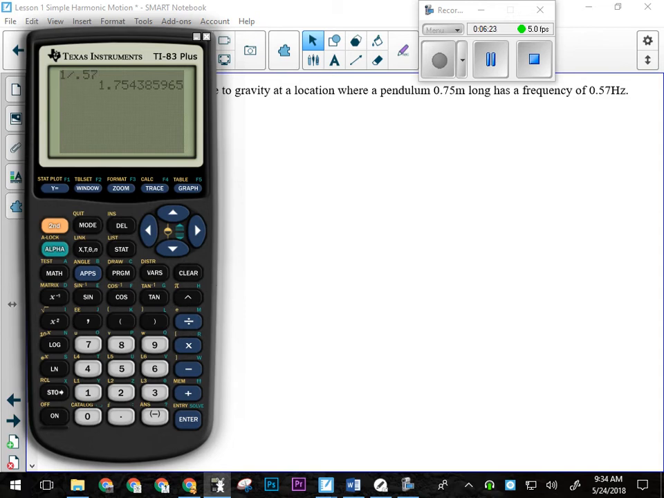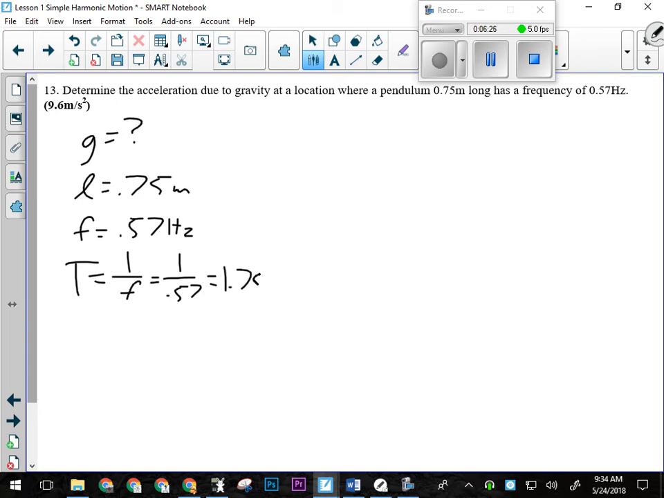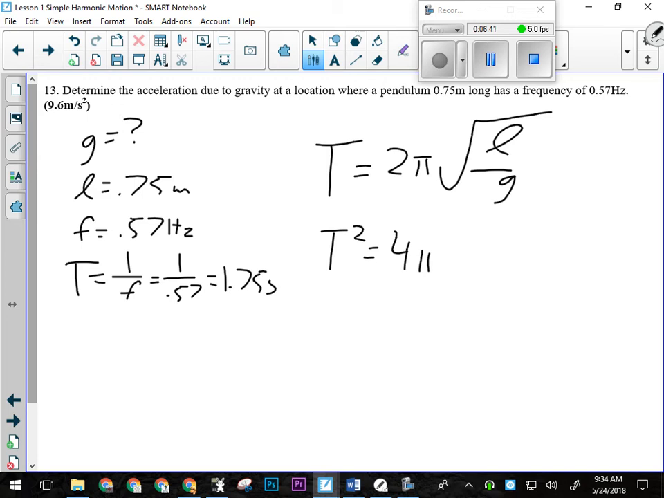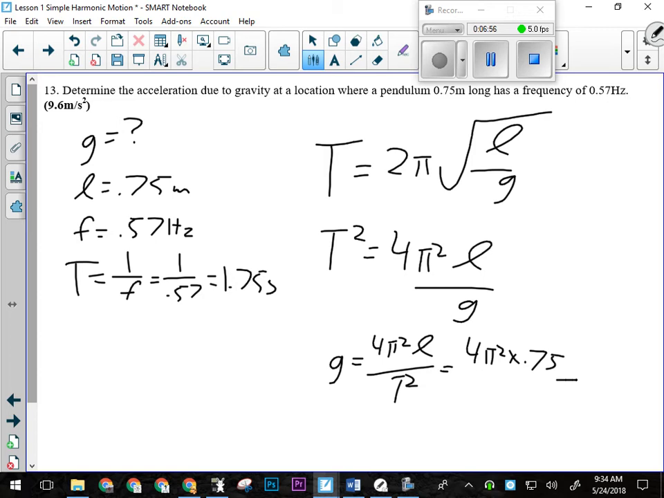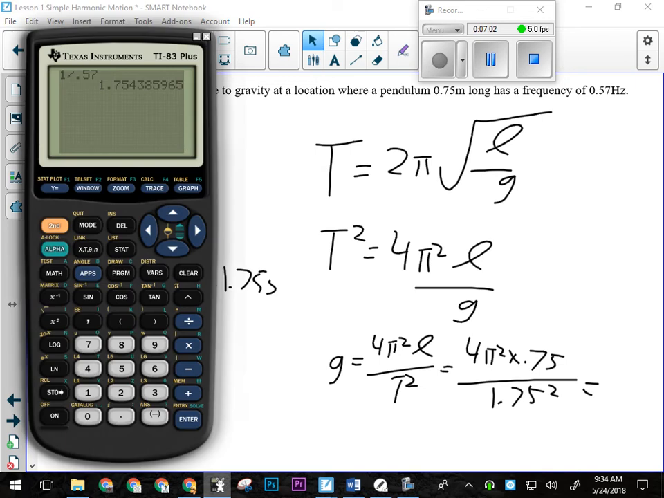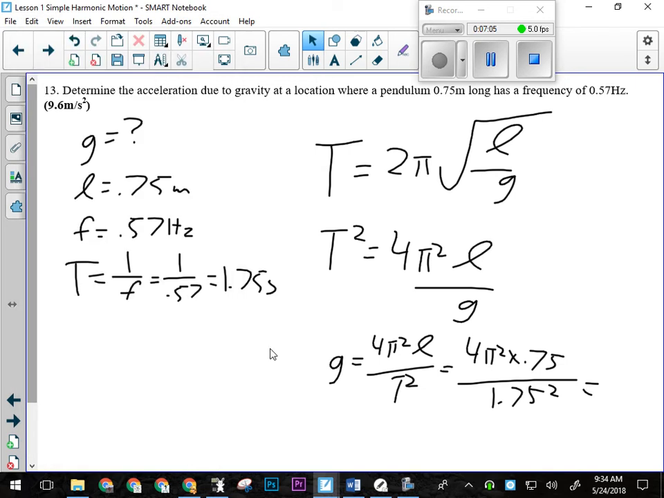All right, so the period is 1.75 seconds. I'll keep all those decimals, okay? 1.75 seconds. So I'm looking for g. So again, T equals 2 pi, and this time it's a pendulum, root L over g. If I'm going to solve for anything under the root, then I have to square everything. So 4 pi squared times L over g, and I'm just going to switch T squared and g. So g will be 4 pi squared times L divided by T squared, so 4 pi squared times 0.75 divided by 1.75 squared, okay? And that should give us our 9.6 meters per second squared.